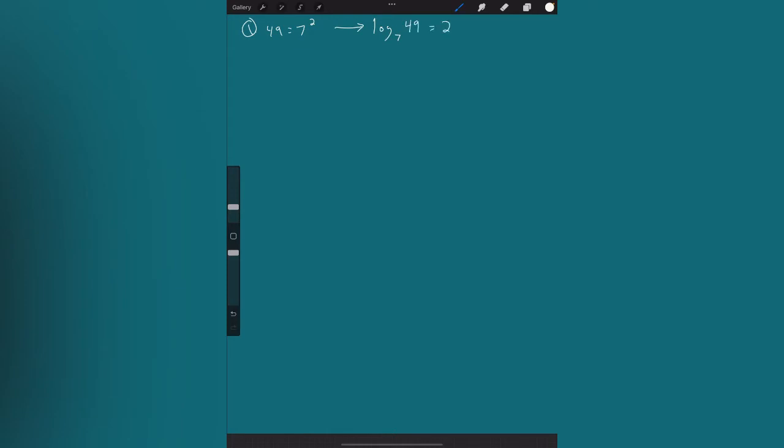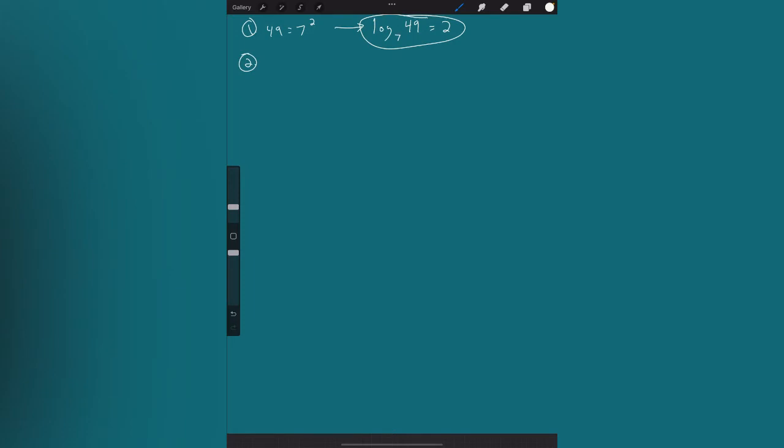equals 2. And the way I can check and make sure this is right, you can read this as 7 to the what power equals 49. So 7 to what power equals 49? Well, 7 squared equals 49. So I know that I've written this out properly. Log 7, 49 equals 2. And that would be my answer. All right.